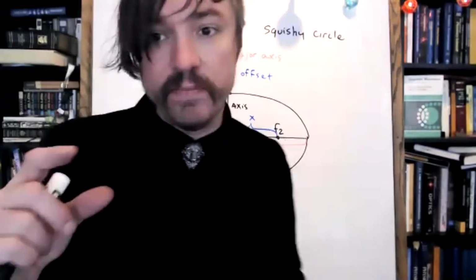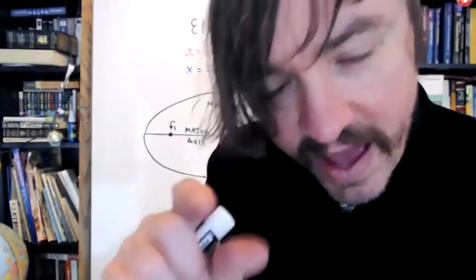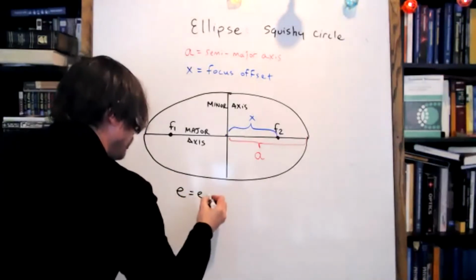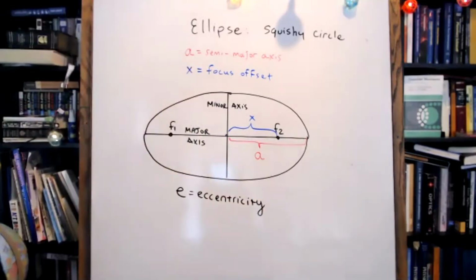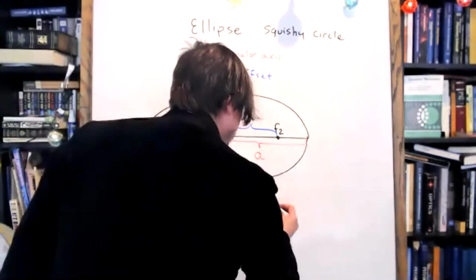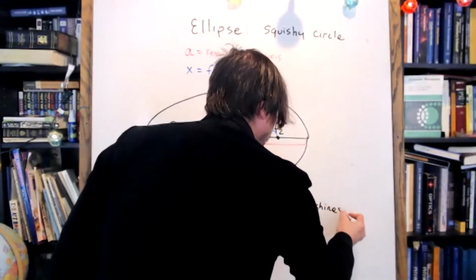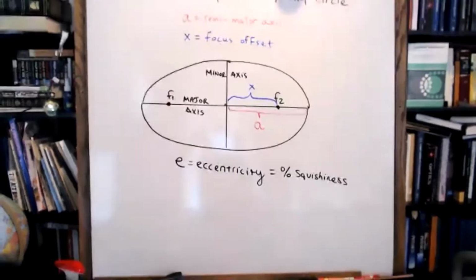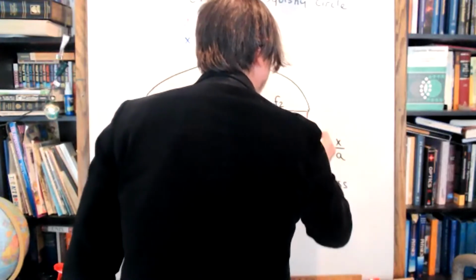There is a parameter that determines how squishy your ellipse is. It's called the eccentricity. So let us define E as the eccentricity of the ellipse. What the eccentricity means is the percent squishiness of the ellipse. And you can actually calculate E based on X and A. The eccentricity of the ellipse is X divided by A. That's an important formula.